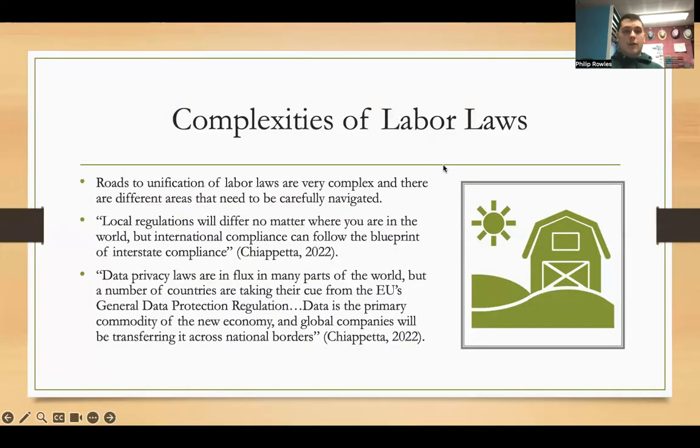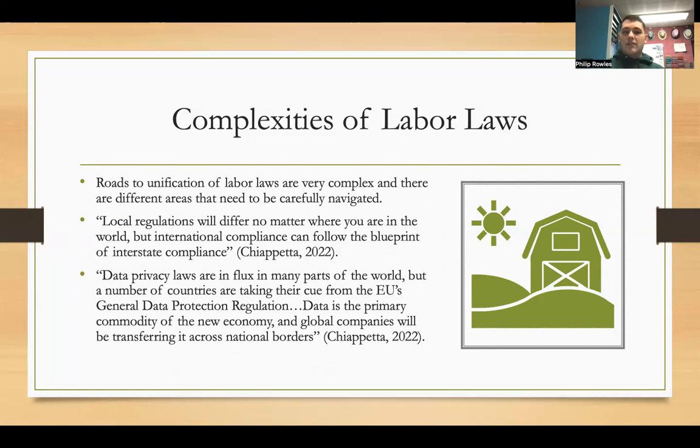Now, labor laws are very complex. Roads to unification of labor laws, it's a bumpy road. There's a lot of twists and turns. One of the things from Chipette's HRCI was the website. Local regulations will differ no matter where you are in the world, but international compliance can follow a blueprint of interstate compliance. So local regulations are really going to throw a wrench in things.